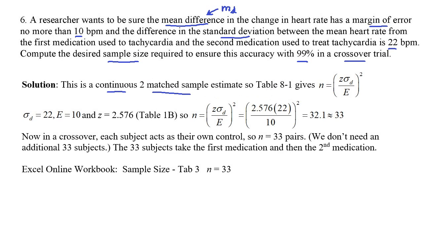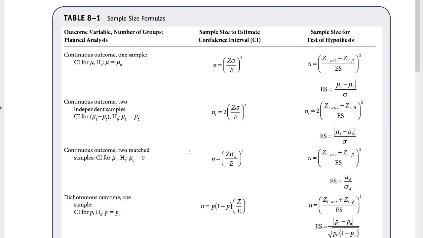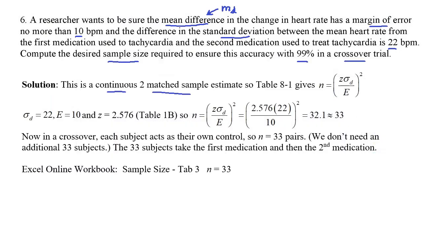So if you look at table 8.1, if you want to use formulas here, we've got right here continuous outcome, 2 matched samples. So Z sigma D over E quantity squared is your formula, and that is this one here. So sigma and E we were given from the problem. The Z value that goes with 99% from table 1B is 2.576. We do those plugins, we get 33.